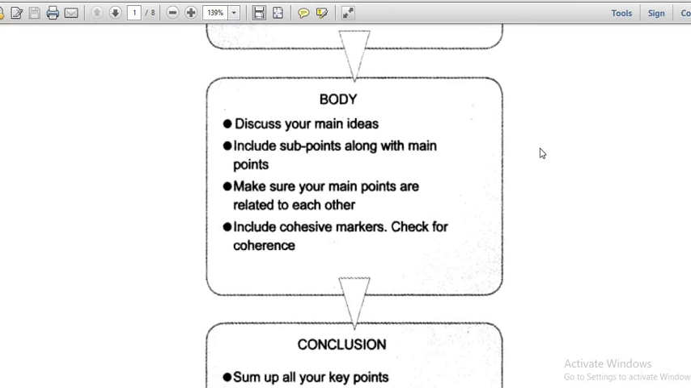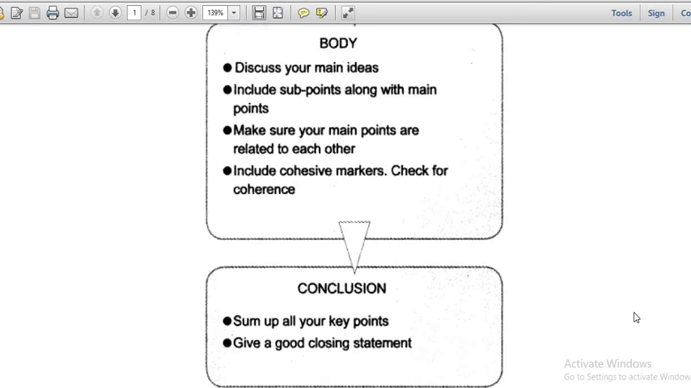Then next one, include cohesive markers. Check for coherence. Obviously you can mark the main points, but I will suggest you make a rough draft, because a draft is very important. If you can mark the important points in a rough draft, it will be very helpful for you while you are writing the fresh copy.